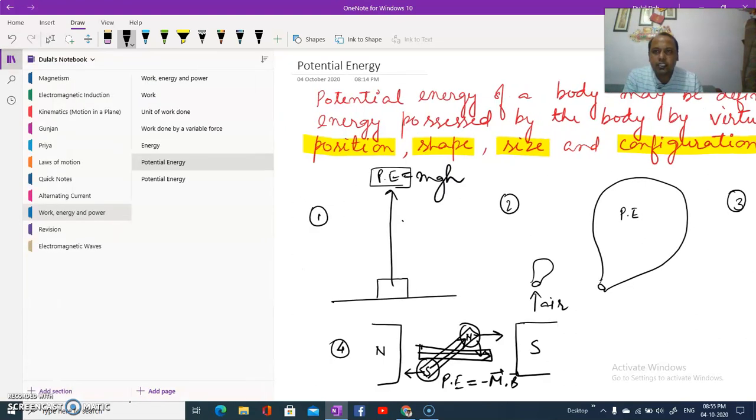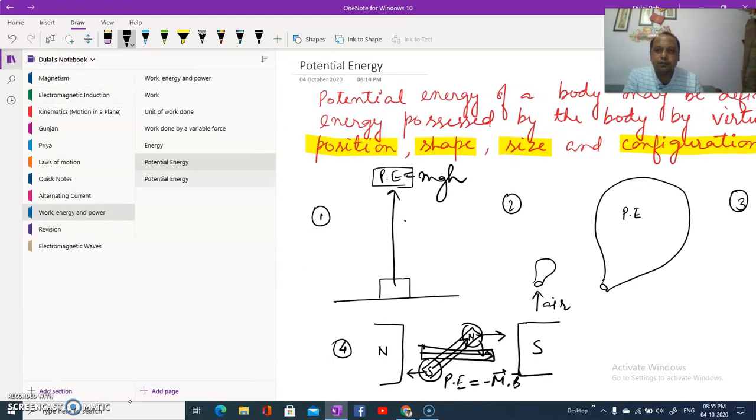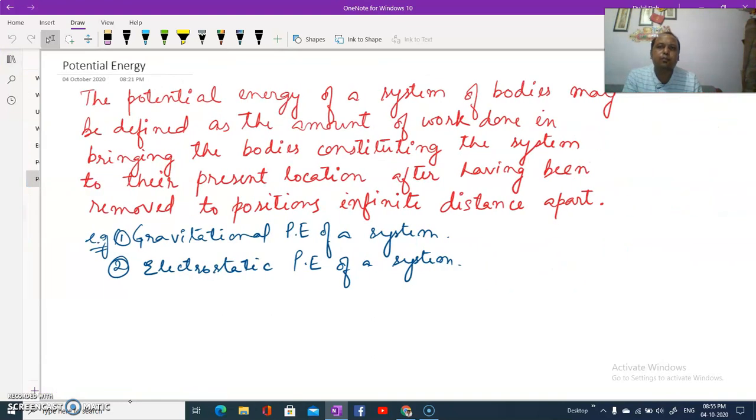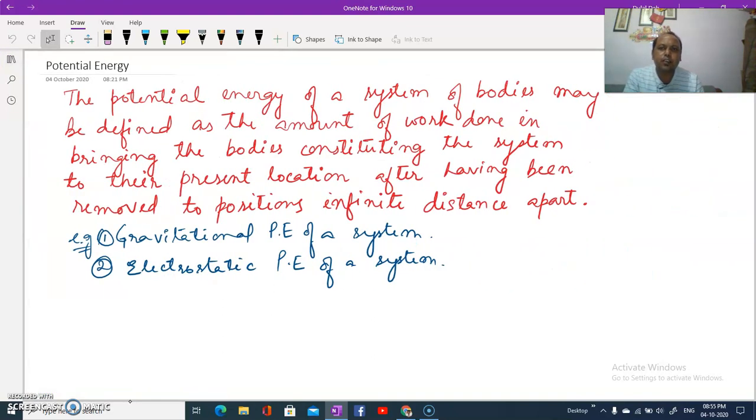Now let us discuss potential energy of a system of bodies. Now we are not considering a single body but a system of bodies. Let me just read out the definition here. The potential energy of a system of bodies may be defined as the amount of work done in bringing the bodies constituting the system to their present location after having been removed to the position infinite distance apart. Let me explain it.